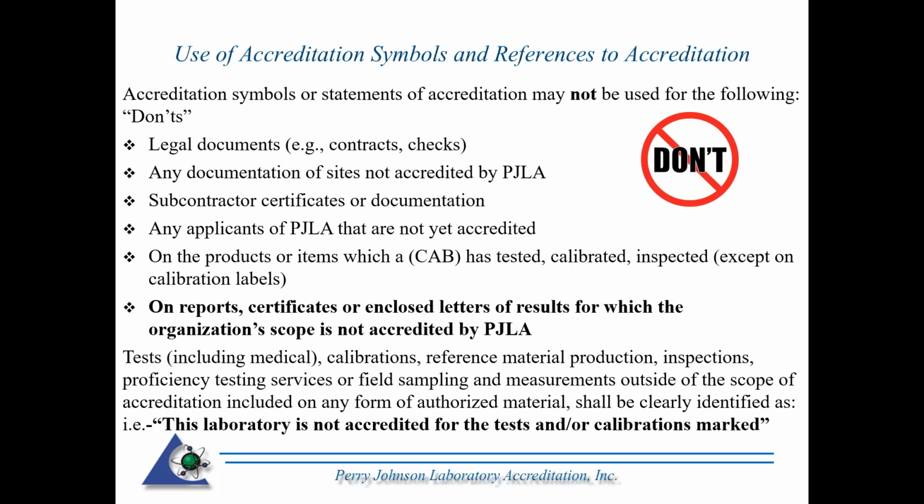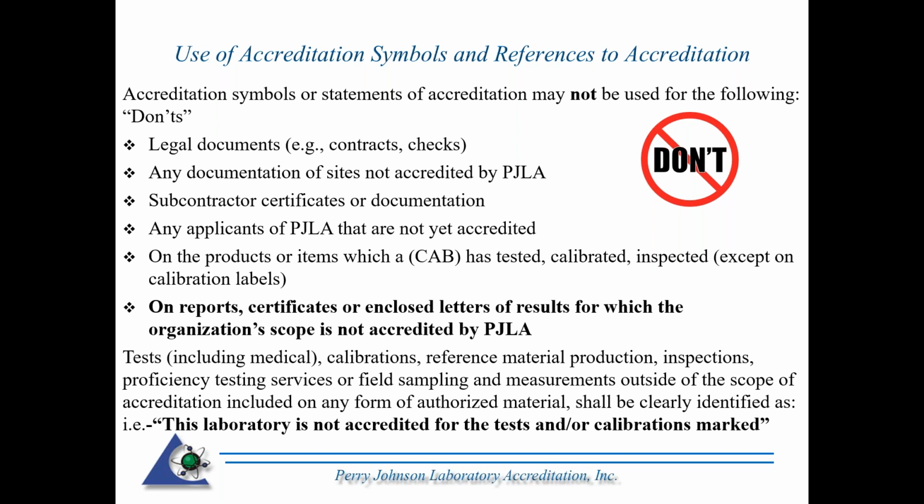Don't. So we specify things that you cannot use the symbol or reference your accreditation on. That would be legal documents. If you have other sites other than the sites that are accredited by PJLA, they cannot have the symbol or reference accreditation in regards to those unaccredited sites. Can't use it on subcontractors, certificates, or documentation. You cannot use it before you're accredited. So if you're in the process of being accredited, applied for accreditation, you have to wait until you are officially accredited and you're provided a scope of accreditation.